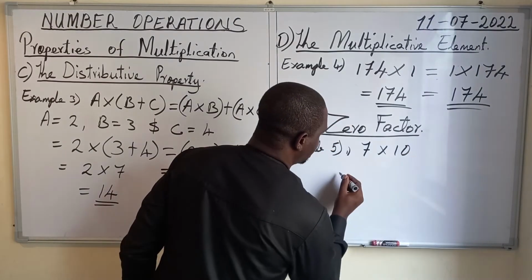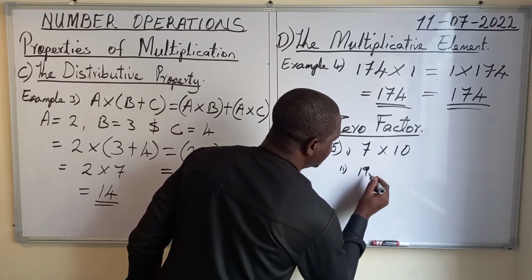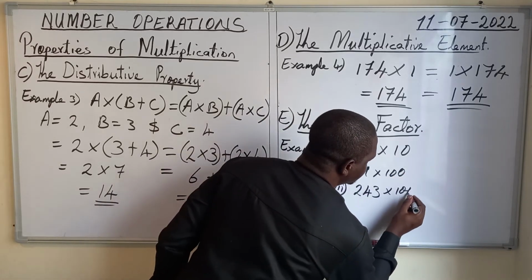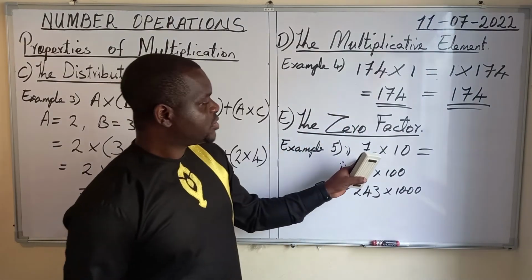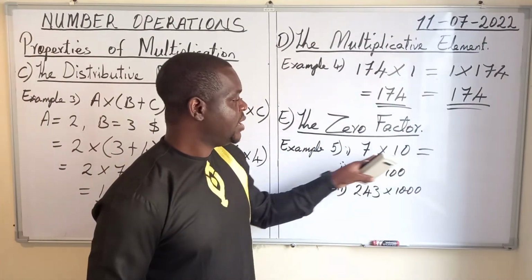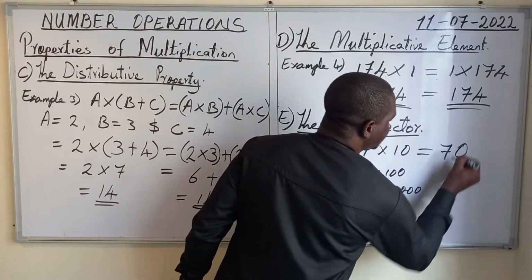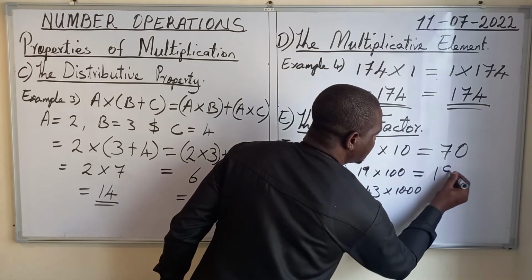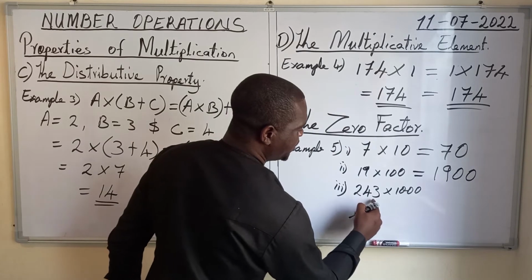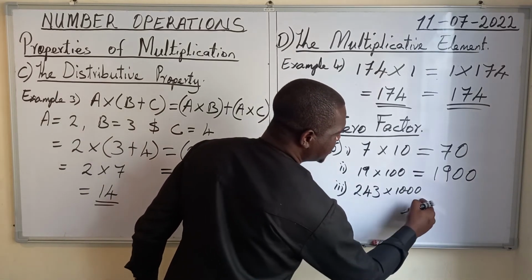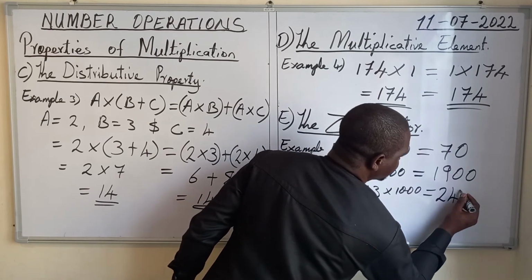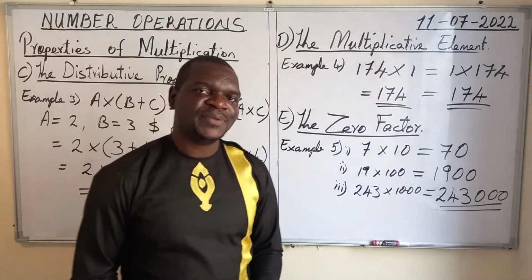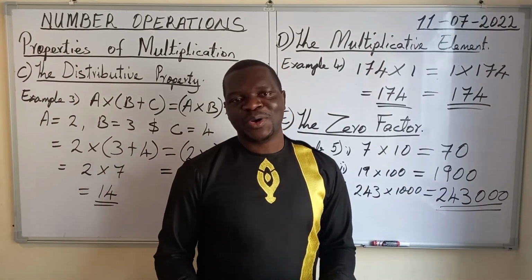Roman 1, 7 times 10; Roman 2, 19 times 100; and Roman 3, 243 times 1000. So with your zero factor, you just substitute this 1 that you have in the power by the number. This becomes 70. So 1 becomes 7. This one you replace with 19. It becomes 19, and these zeros follow. Here, you just substitute 1 by this number, and the zeros follow. That is 243, and the zeros are there. So this is what we call the zero factor in multiplication of whole numbers.